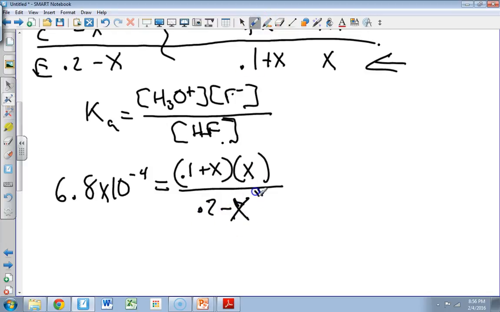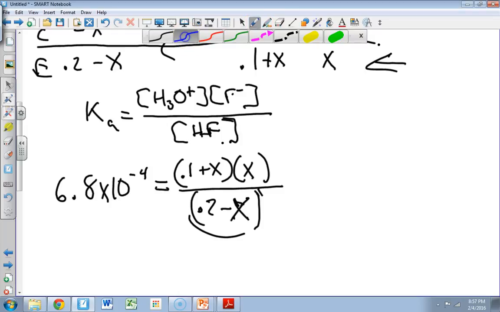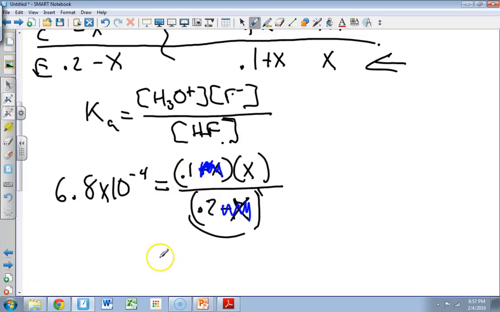Okay. Now, if you really wanted to, you can do the quadratic equation, plug it in, solve it. But we're going to assume that x is really small. By assuming that x is really small, that means we can get rid of this x, and we can get rid of that x. That helps us out a lot, because 0.1 plus some very, very, very small number is still going to make us somewhere around 0.1.